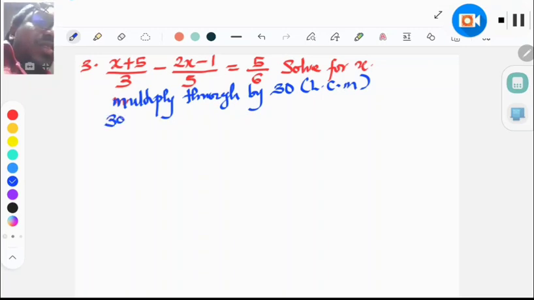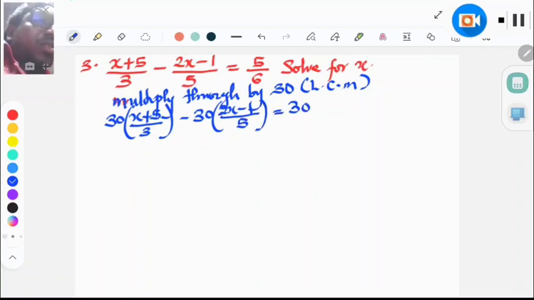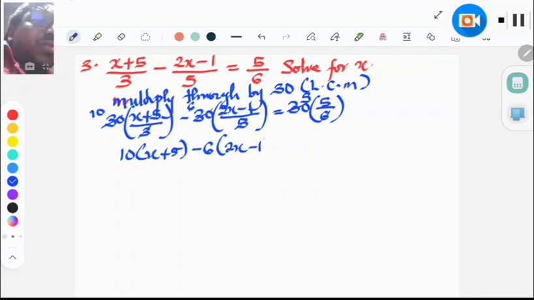So if 30 multiplies this, multiplies 5 over 6. Alright, so from here, 3 in 30, that's 10. 5 in 30, that's 6. 6 in 30, that's 5. So if 10 should multiply, we have 10 bracket x plus 5, negative 6 bracket 2x minus 1 equals 5 bracket 5.